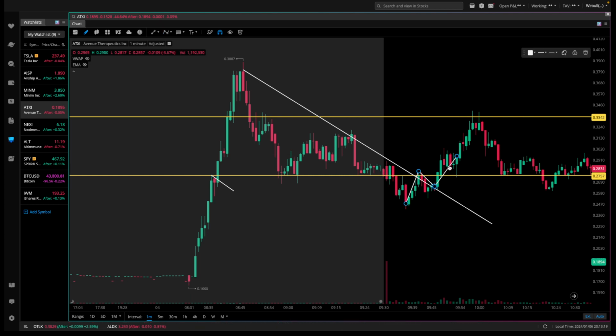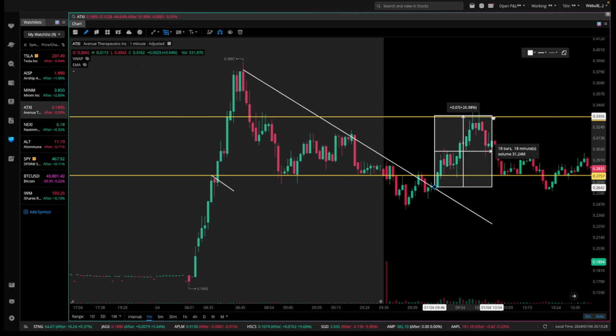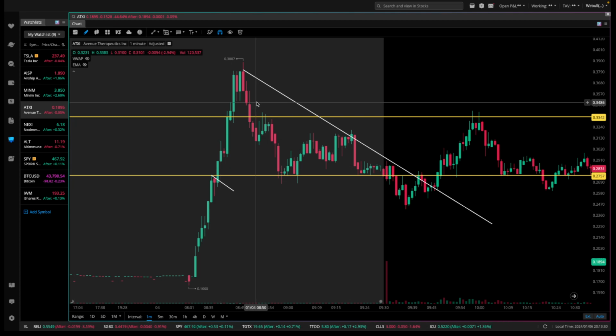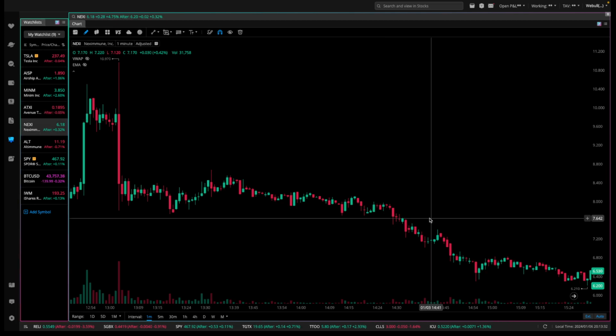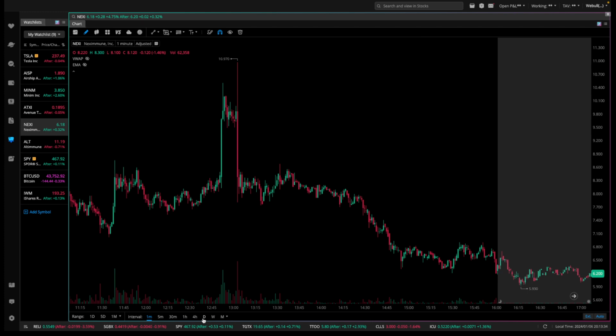So we have that daily level. That daily level is so important. It's just so important in trading stocks. So from here, we take it all the way to here. It's a 30% plus move, bang. That was another play. And now let's use something like Nexi. Let's look at this daily chart.